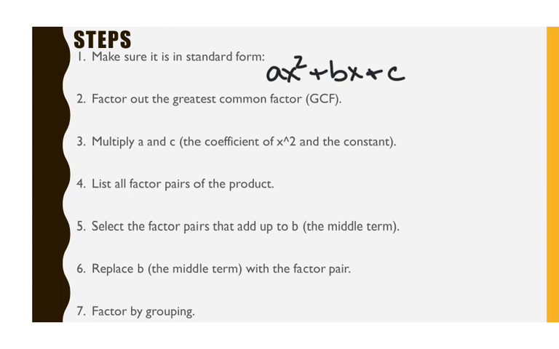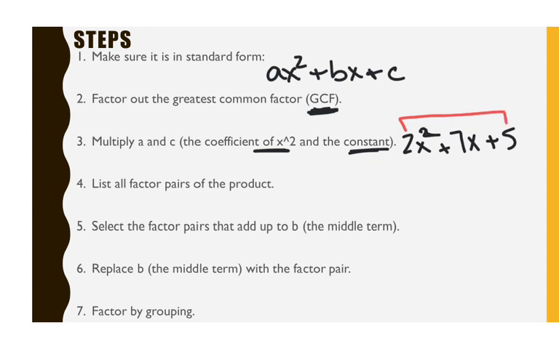The second step says to factor out the greatest common factor, which we call GCF quite a bit. The third step is to multiply the a and the c. So that's going to be the number that's in front of your x squared and your constant. Just for an example, let's say we had the equation 2x squared plus 7x plus 5.